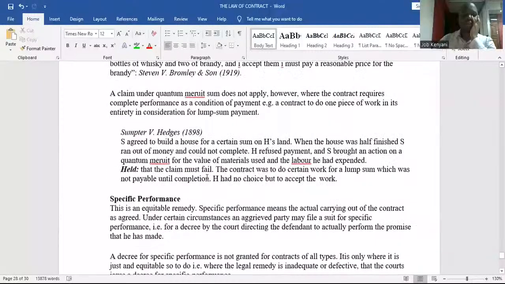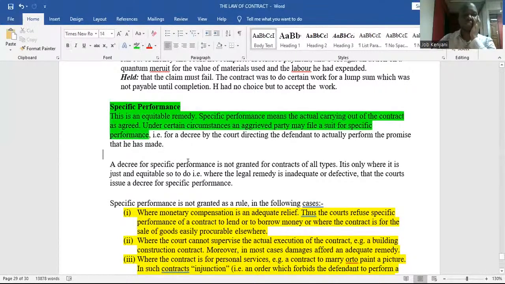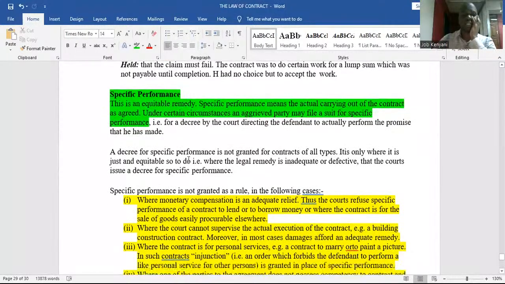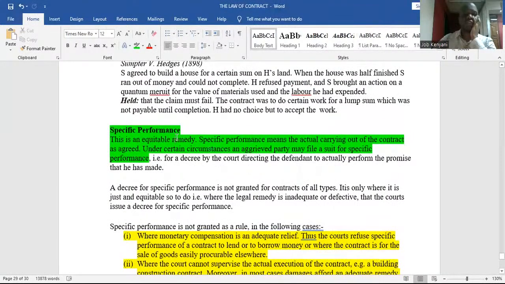Then we can have specific performance. It means the actual carrying out of the contract as agreed. So you'll be compelled to carry out the contract as agreed under the contract. You can go for specific performance, but it's not always a good remedy in all circumstances. Where monetary compensation is adequate, there won't be a need to carry out specific performance.